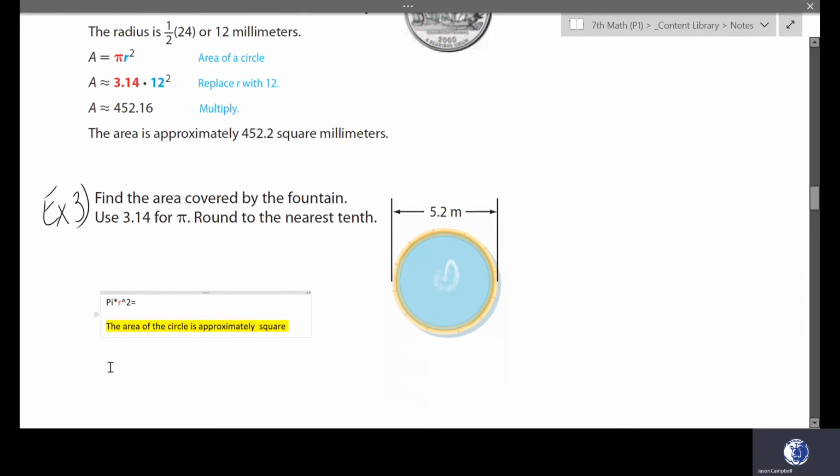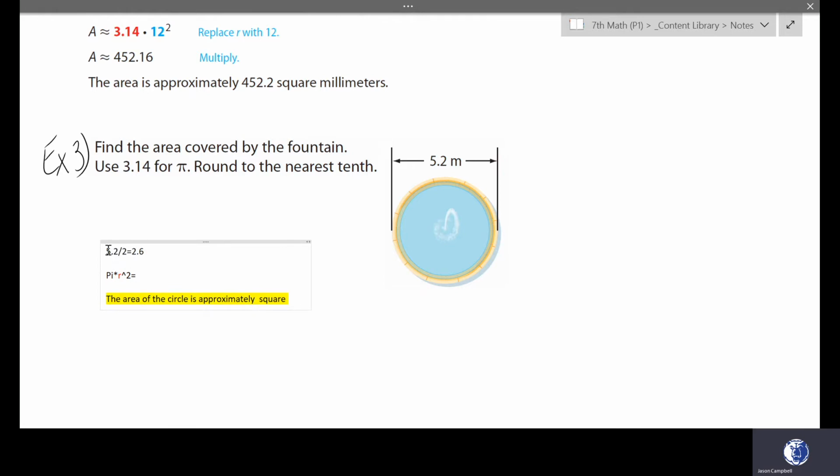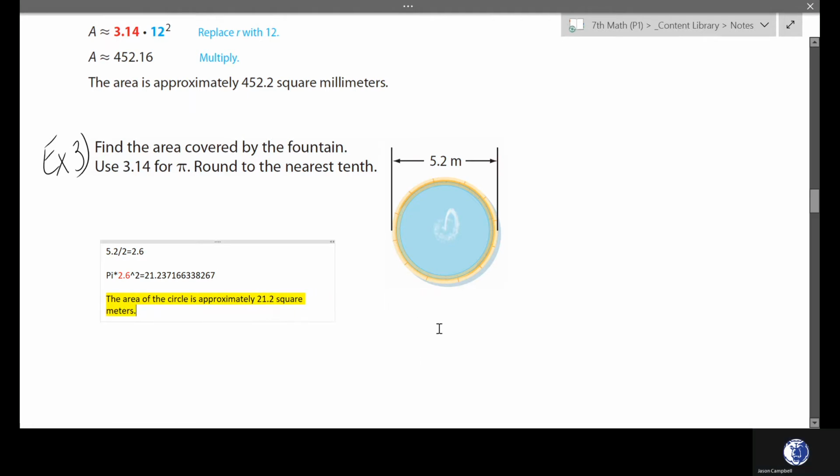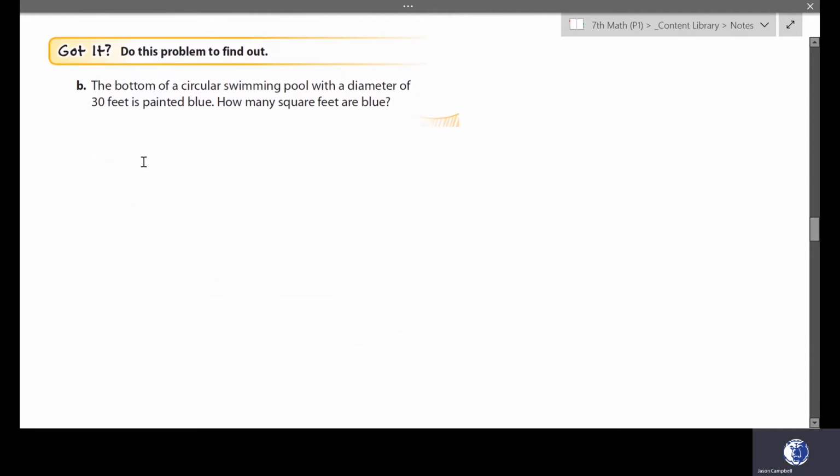In example 3, it says find the area covered by the fountain, use 3.14 for pi, round to the nearest tenth. So it gave us a diameter of 5.2. Well, 5.2 divided by 2 is 2.6. So my radius is 2.6, which gives me an area of 21.2 square meters. Go ahead and try Got it B, and then resume this video when you're done.